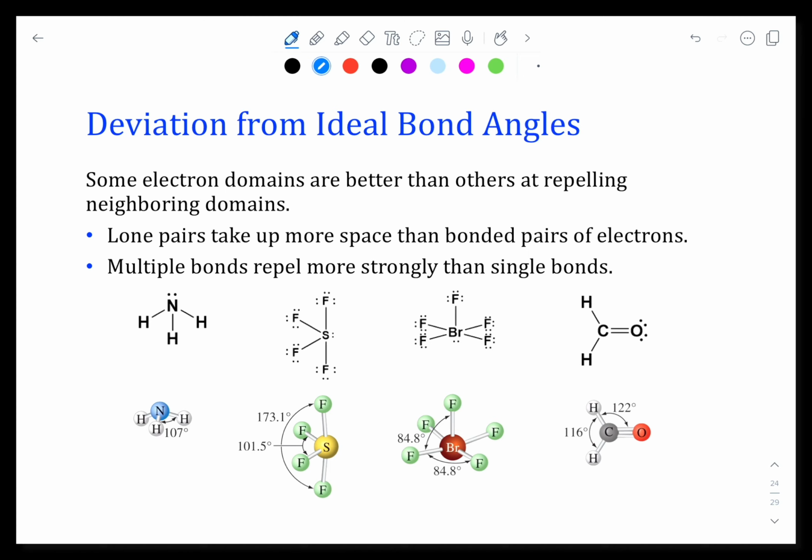Now, let's talk a little bit about bond angles and the effect that lone pairs and multiple bonds have on those angles. So we said that they don't matter in terms of electron domains, which is true, but they do change our bond angles a little bit more because they have a little bit more electrons. So if you think about it, lone pairs are going to take up more space than bonded pairs of electrons, right? Because they're in kind of their own little bubble. They're not being shared or anything. So they are just by themselves. So they take up more space. And multiple bonds repel more strongly than single bonds because they have more electrons.